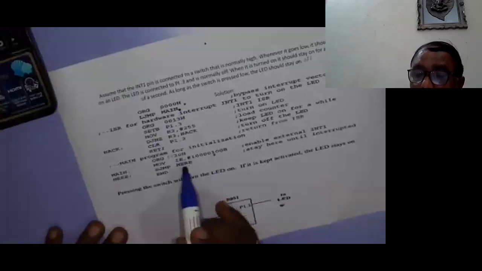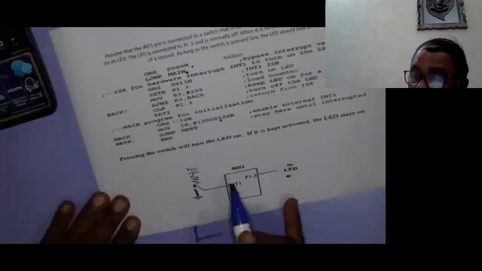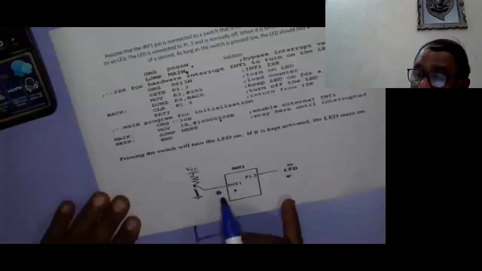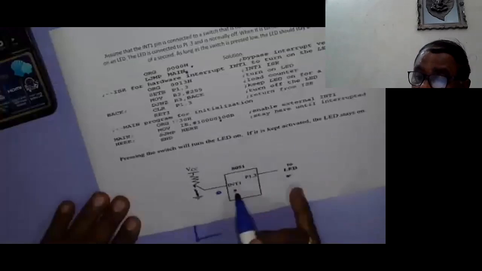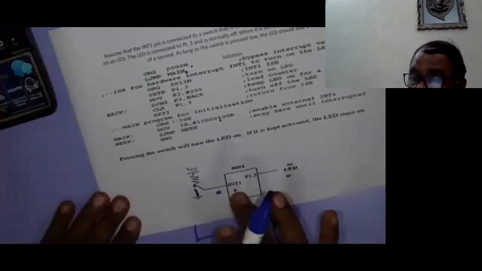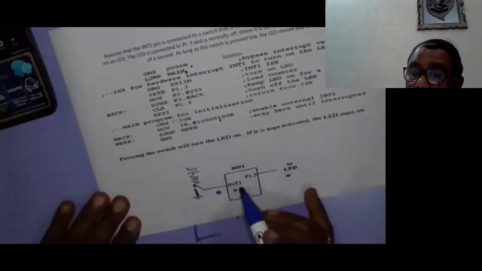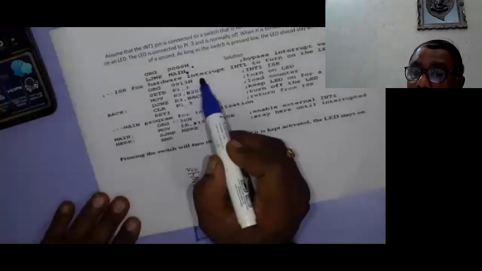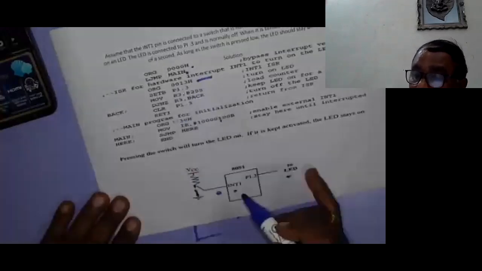Now SJMP here. Now the microcontroller will remain here. As soon as this switch is pressed, the INT pin will become equal to 0. That means an interrupt will occur. Now when the interrupt occurs, the microcontroller will jump to the 0013 location, because the vector location for INT1 is 0013.